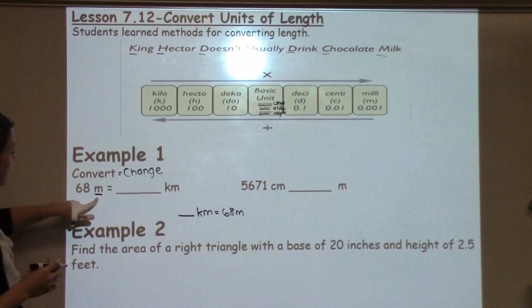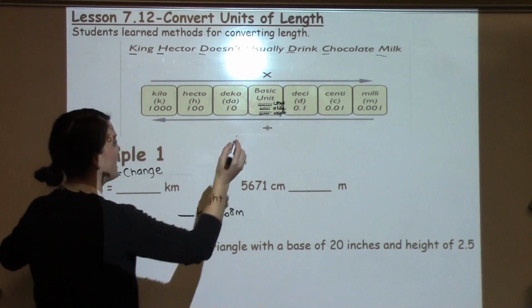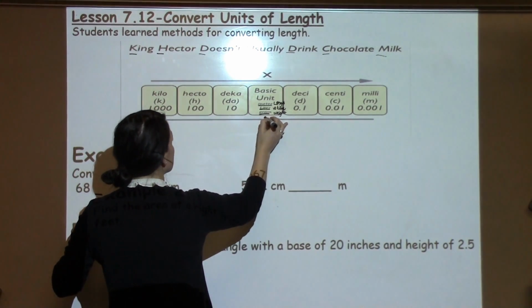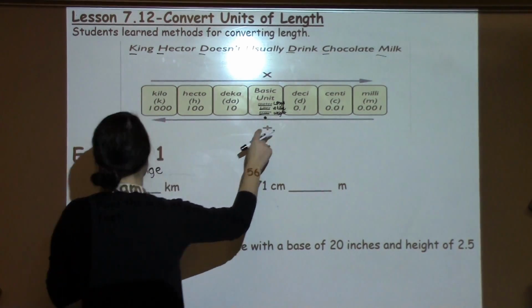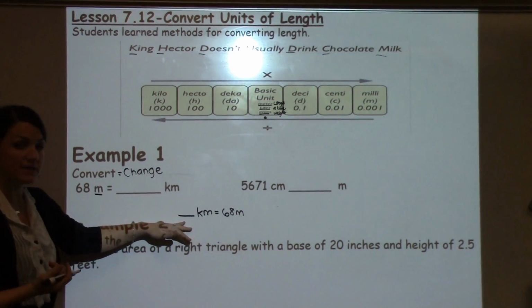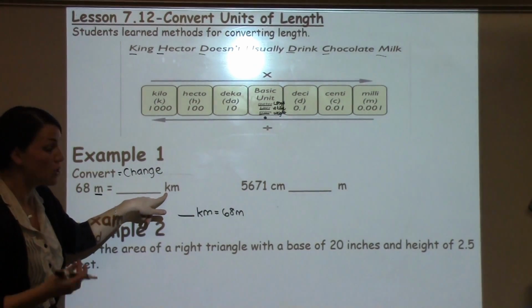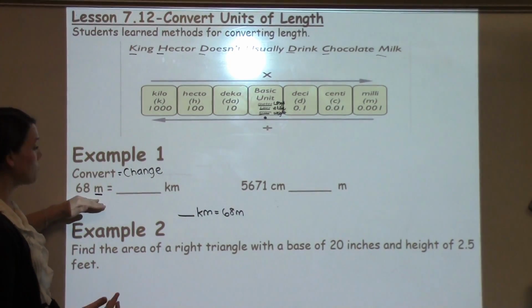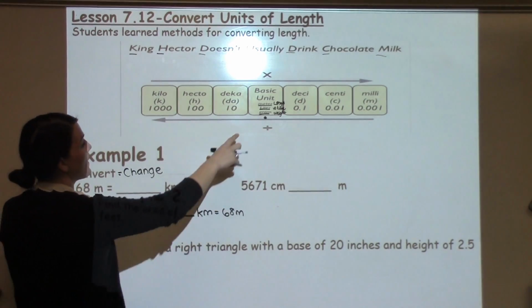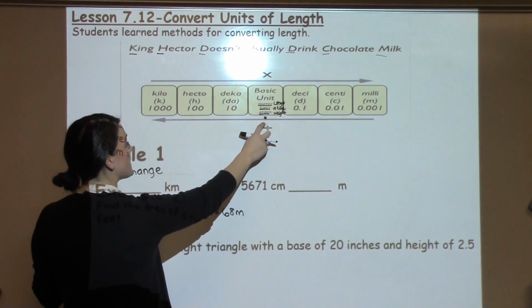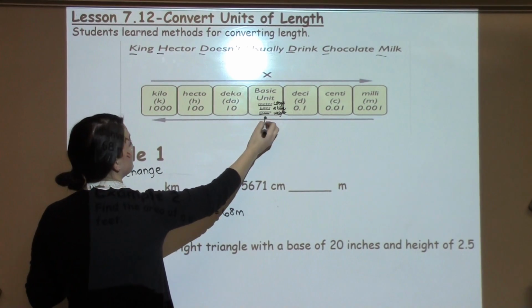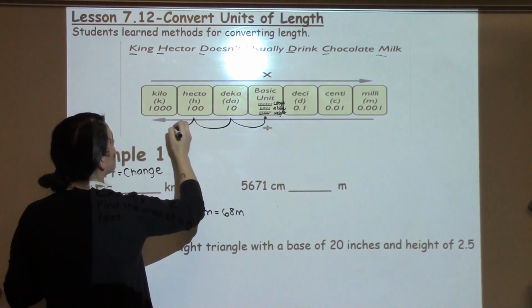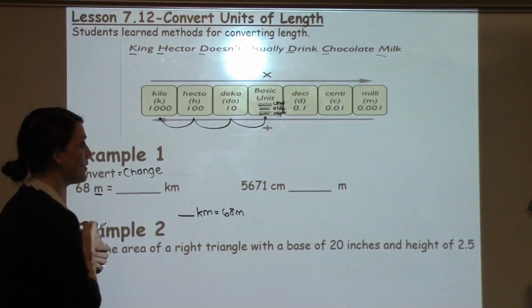I have a number for meters, so that's where I'm going to start. I'm going to place my marker or my finger, or whatever they're using, on meters, and then count how many spaces it takes me to get to what I want. So I start with what I have, and count how many spaces and in which direction it takes me to get to what I want. It takes me 1, 2, 3 spaces.